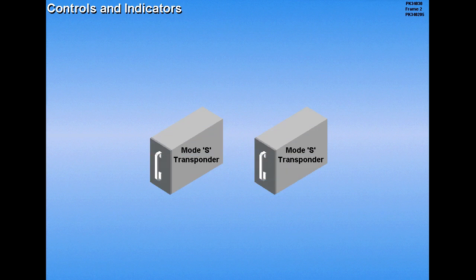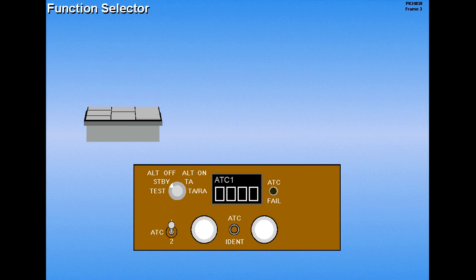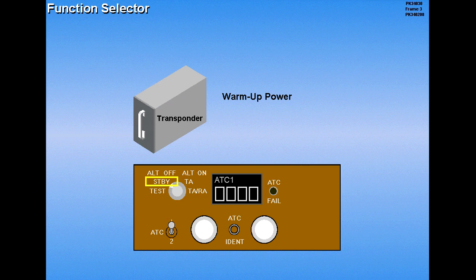Two Mode S transponders are installed on the 757. A single control panel, located on the aft pedestal, controls both transponders. The transponder is controlled by a 6-position function selector. The standby position applies power to warm up the system without activation.